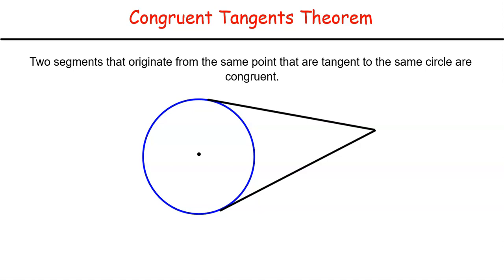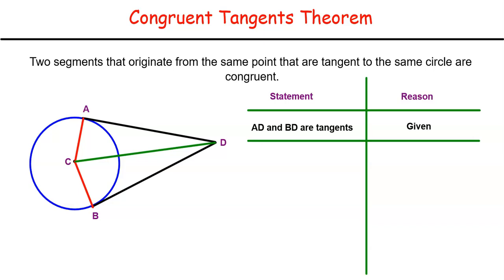So let's go ahead and see that proof. Here we added some auxiliary lines. We added some names to the points. AD and BD are the two tangent segments. They intersect at D. The circle is centered at C. We have that common side CD, which is the segment that connects the center of the circle with the intersection point of the two tangents, as well as radii AC and BC.